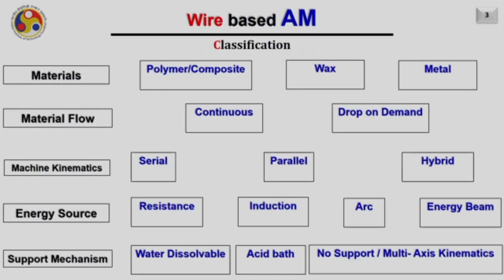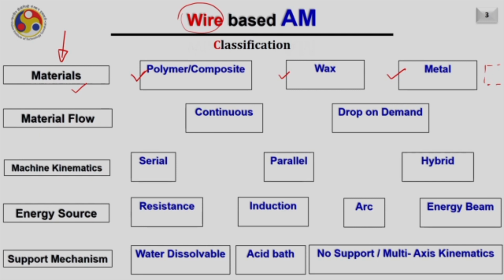So, the wire based additive manufacturing can also be classified the way we have classified the other additive manufacturing processes, based on the subsystem level. So, for example, what kind of materials can be used in the form of wire in additive manufacturing? The wires can be of polymer or of composites. The wires can be of wax or the wire can be of metal. There could be a few more if you want to add further.